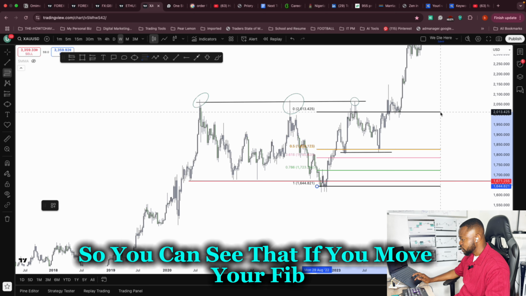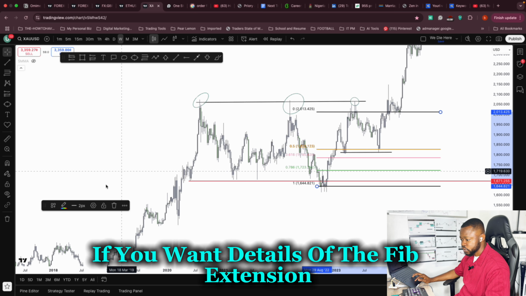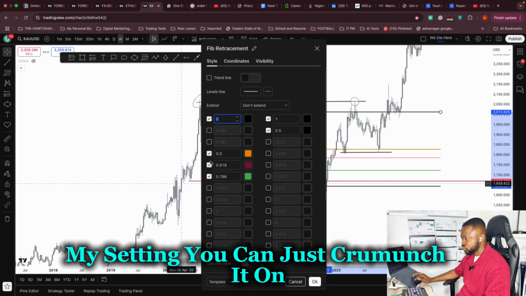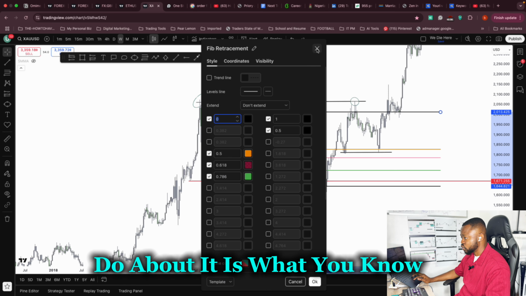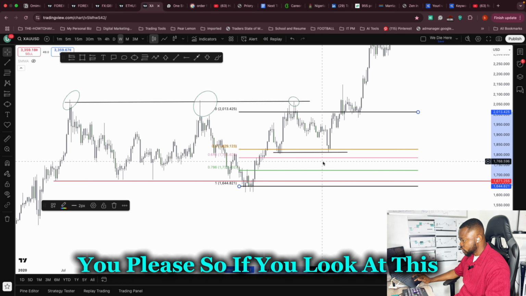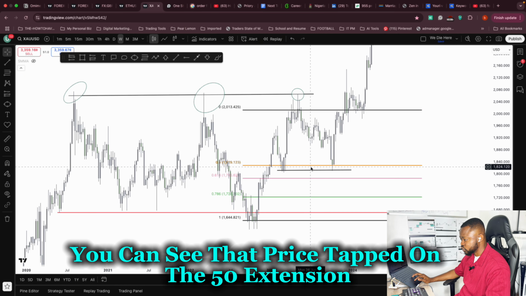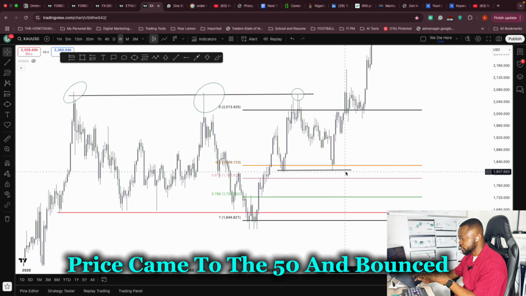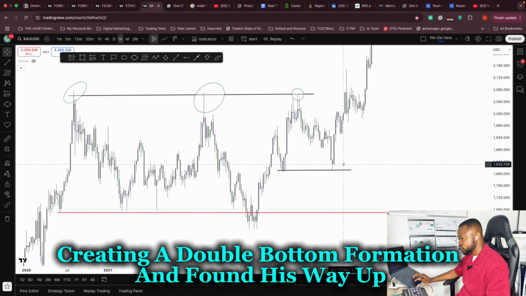You can see that if you move your fib, I have a fib extension. If you want details of the fib extension, let me quickly show you my settings. You can just copy it and do what you please with it. If you look at this, price tapped on the 50 extension, which means half of where price has moved. Price came to the 50 and bounced, creating a double bottom formation and found its way up.